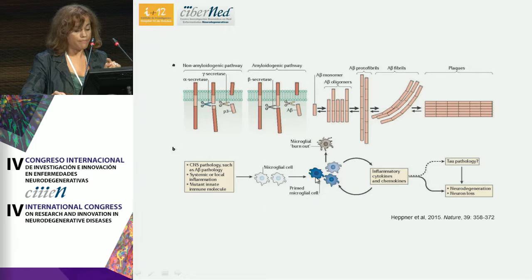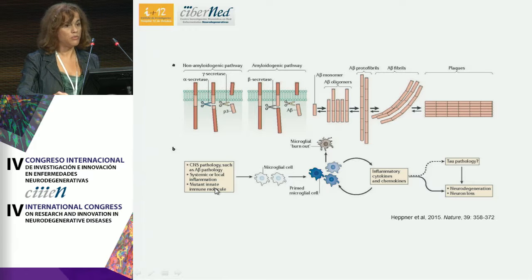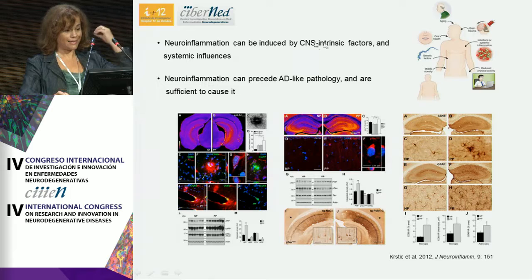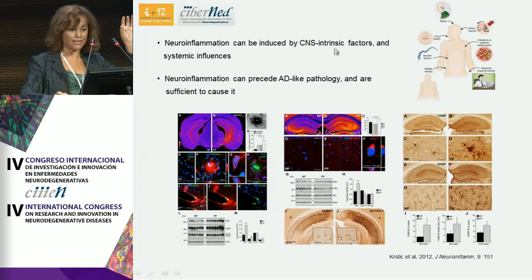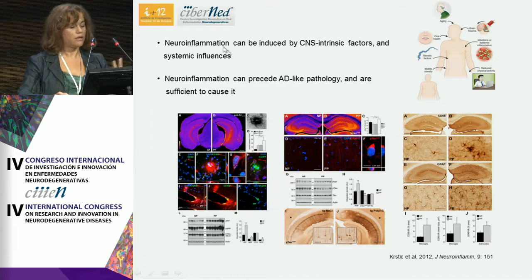But this microglial activation can be induced not only by beta amyloid, it can be induced by other factors independently of beta amyloid, for example, systemic inflammation or activation of the immune system. Then, neuroinflammation could be induced by central intrinsic factors, but also by systemic influences. Let's see very briefly a couple of examples.